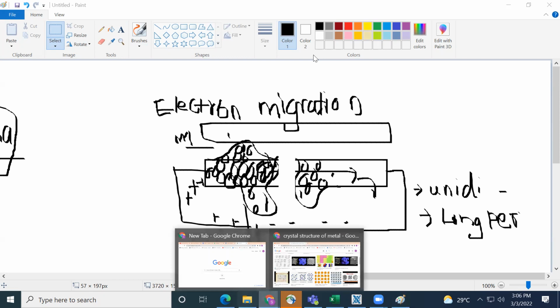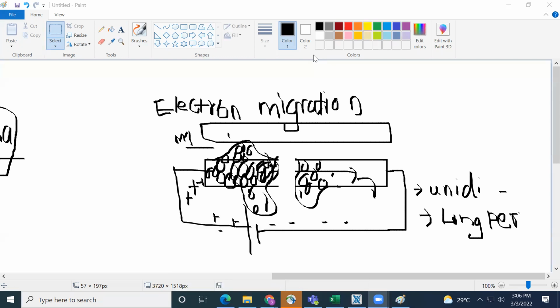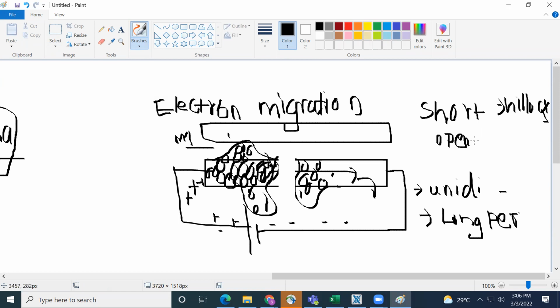Rai, can you tell, you already studied previously, what is the cause that will happen, short or open? Short means the exact term is hillock. This is the technical term you have to tell. And open means void. This is the effect that will come.